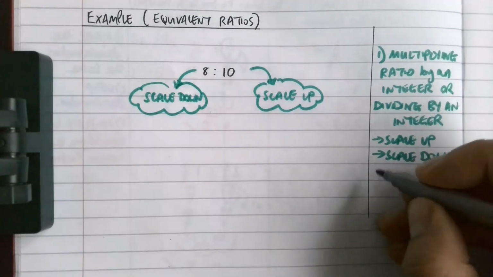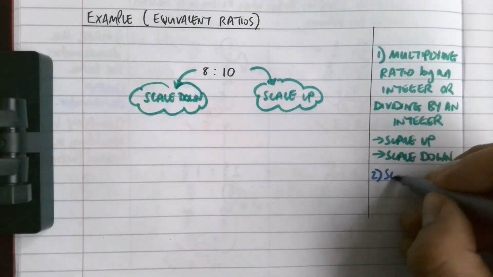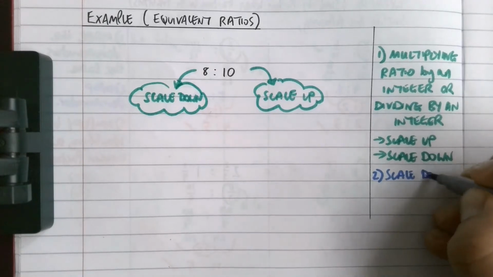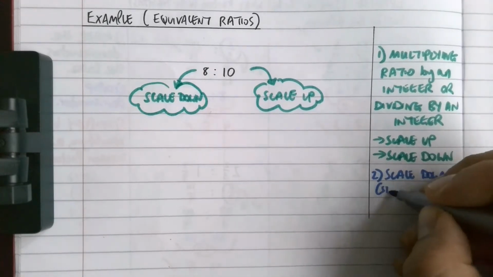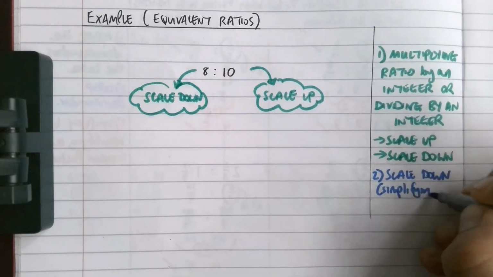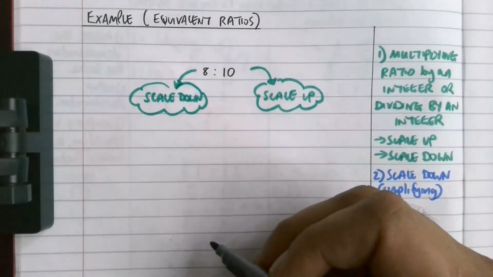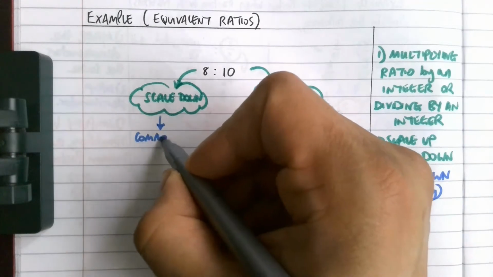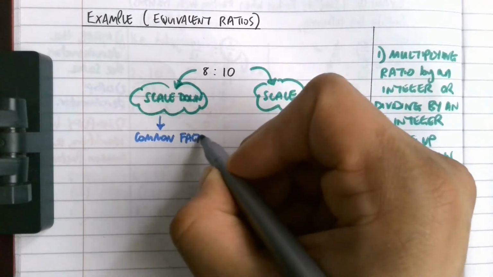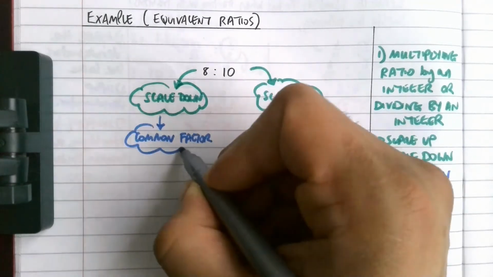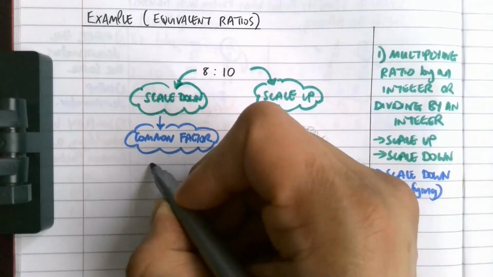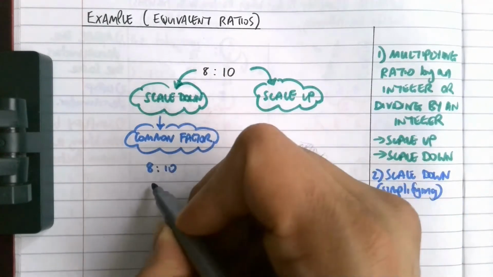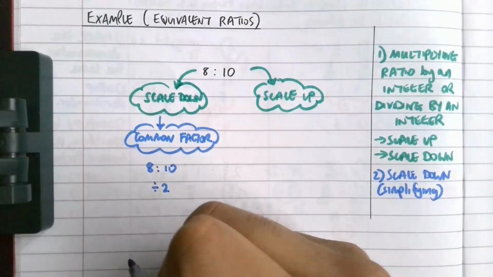So we'll start with looking at the simplifying version of equivalent fractions. And when we simplify again, we're looking for a common factor. The common factor between 8 and 10 is 2. So 8 to 10 can be simplified to 4 to 5.